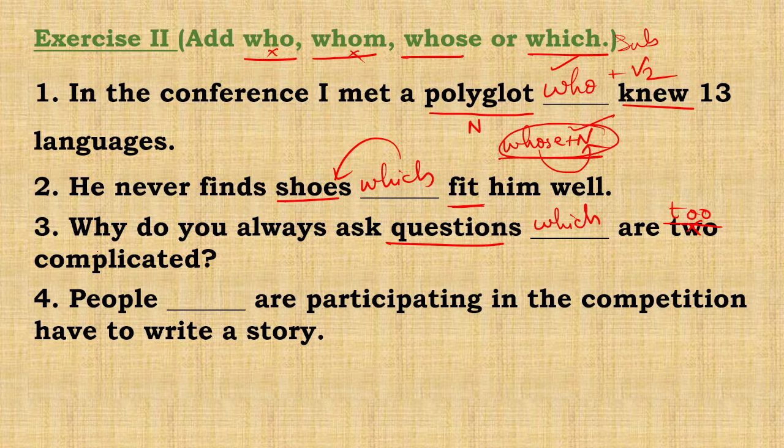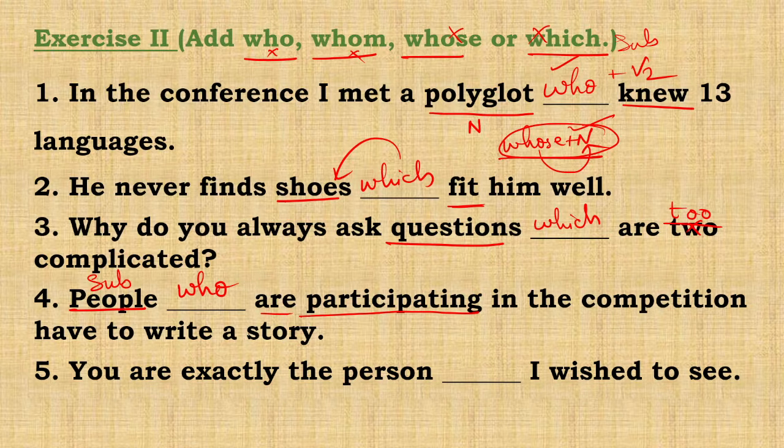Next one. People dash are participating. Here we are speaking about people, living, right? So living in the sense we cannot use which. Again, after the blank we don't have a noun, so we can also eliminate whose. The answer must be who or whom. If your subject is people, then you can use who. If your object is people, then you can use whom. People are participating, right? That means people are doing the action. If people are doing the action, people is a subject, so your answer must be only who.